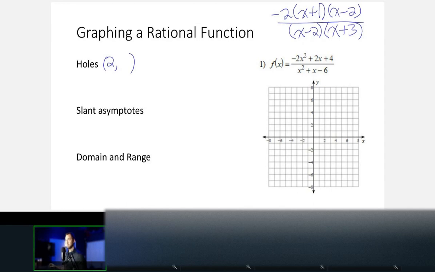I'll give you another minute to finish up the hole equation or the whole coordinate. We are calculating the hole, that coordinate. All right, looks like time is up. See, people already have.